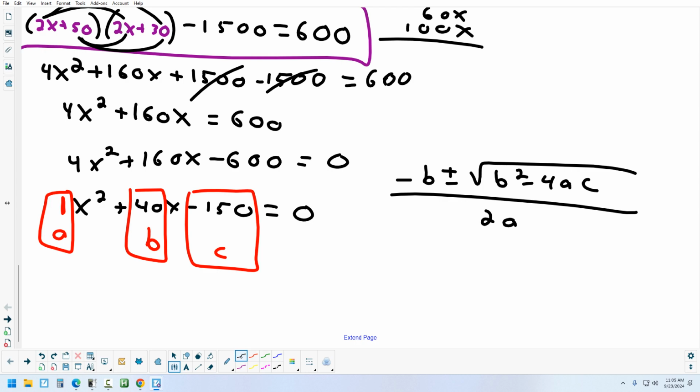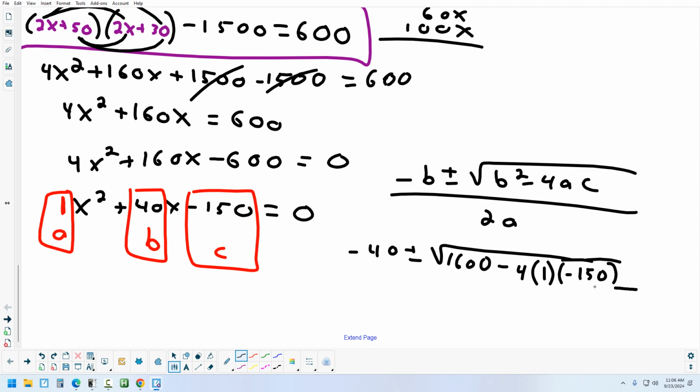Any questions on which one was A, B, and C, how I figured that out? All right. So what is negative B in this case? Negative 40. Plus or minus. B squared, that's 40 squared, that's 1600. Minus 4 times A times C. Okay, and we're going to divide all of that by 2A, which in this case, what's 2 times A? 2.